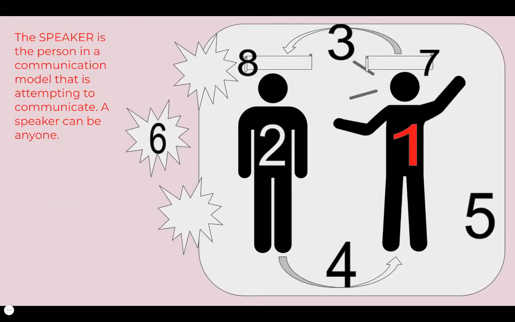First, number 1 is the speaker. That's the person attempting to communicate to another person in the setting of the communication model. That's anybody giving a speech, anybody talking to a group of people, even just anybody talking to a singular person. That can be in person, it can be by phone, by writing on a piece of paper, by texting. All of these things are considered communication. Number 1 is the speaker.